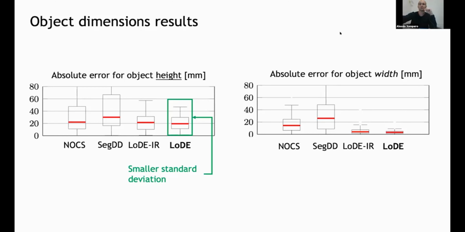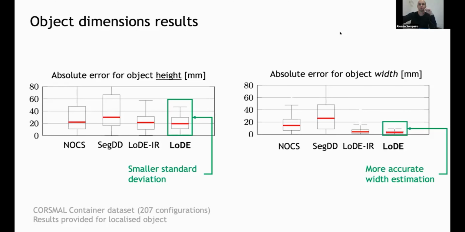When we move to the absolute error for the object width, we see that our approach is very accurate in estimating the width compared, for example, to the state-of-the-art NOx. And again, here, the standard deviation is quite small across all the configurations.